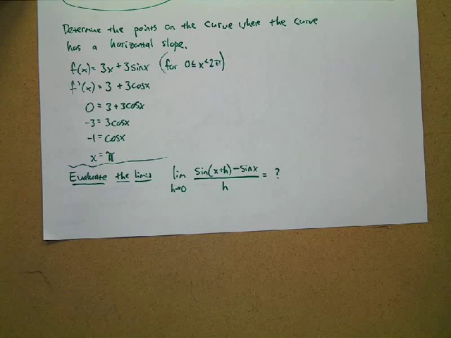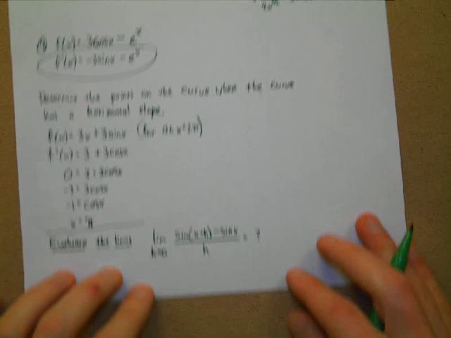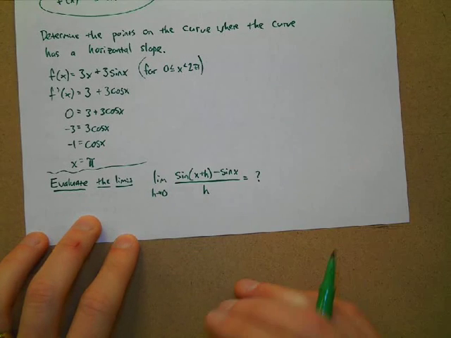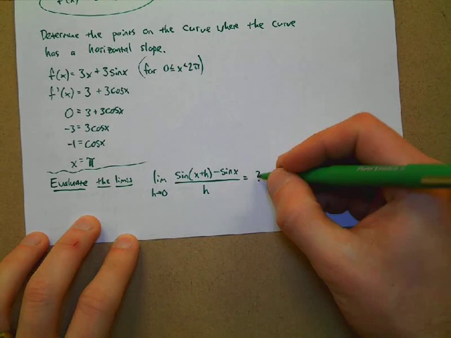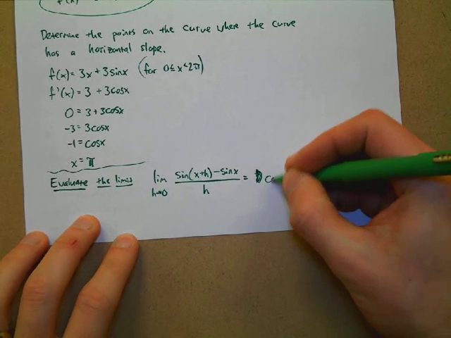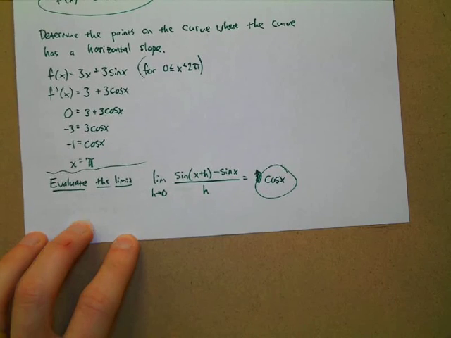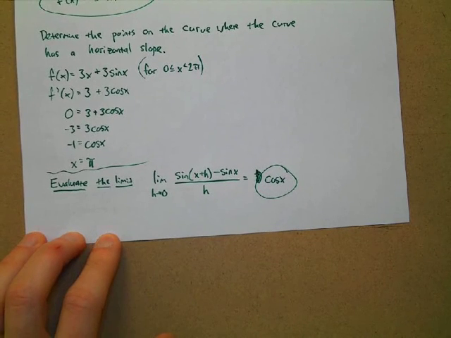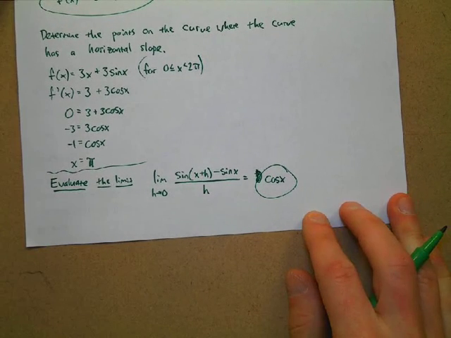No work necessary. All we need to realize is that that limit is asking us to take the derivative of sine of x. What's the derivative of sine of x? Cosine x. Okay. So, very easy. No need to run through all the craziness with the value and the limit and stuff like that.